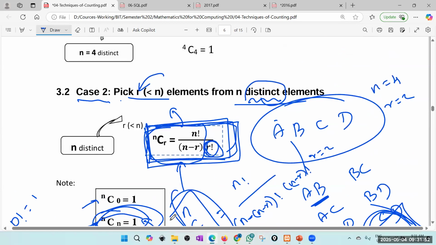Say you have 10 students, you need to create teams of 3. Teams of 3. So that is not arrangement, that is selection.